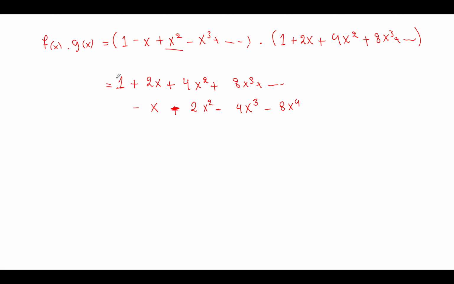Then we go for the next, which is x squared, and we leave two places. If we multiply x squared by 1, I'm getting x squared, plus x squared by 2x is equal to 2x cubed, plus x squared by 4x squared, which we got as 4x to the power 4. So we have x squared, then 2x cubed and 4x to the power 4 and so on.